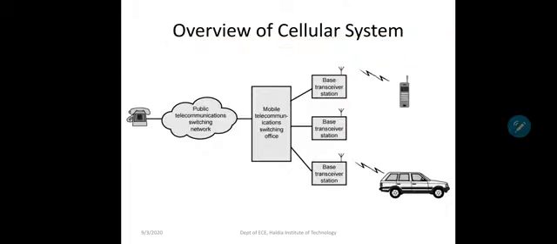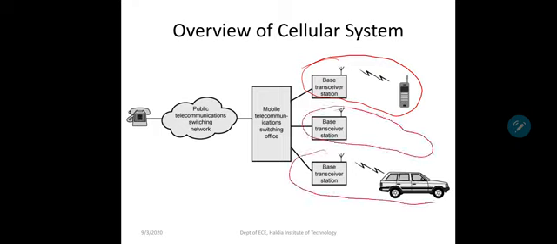So this is the diagrammatical representation of what I tried to explain previously as the components of a cellular system. As an overview, you can see this base station corresponds to, for example, one geographical location, the second base station to another location, the third to another, and so on. The number of BSCs can be more also. It depends upon the geographical location.